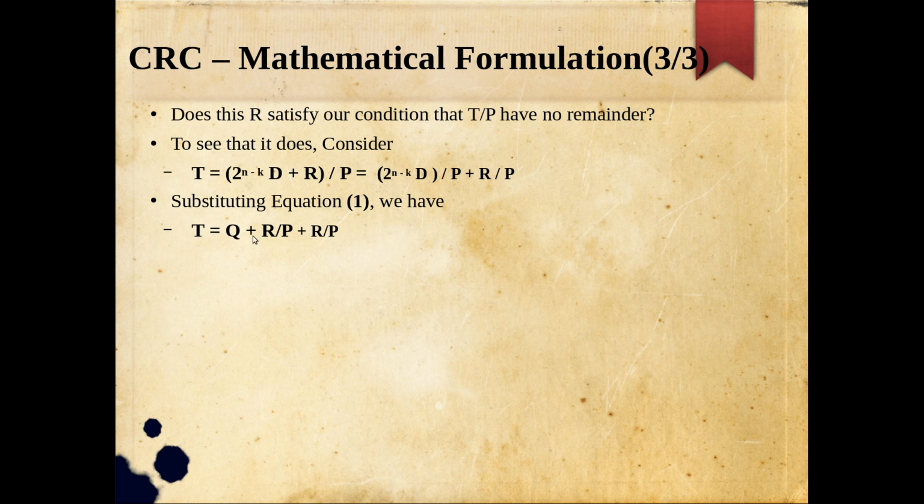And now what is happening? This is equivalent to r plus r divided by p, right? This 1 by p you can take as common outside. Now r plus r, right? It is the same remainder pattern. If there is no error, the same remainder pattern will be received at the receiver side also.